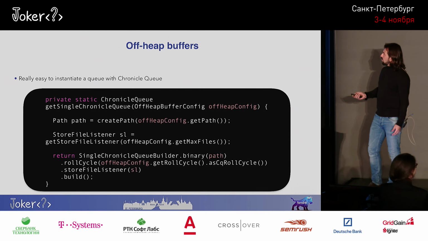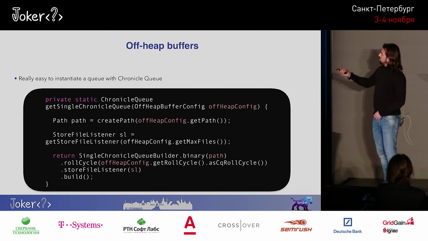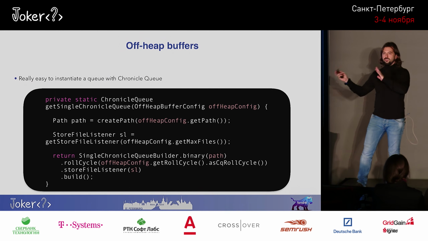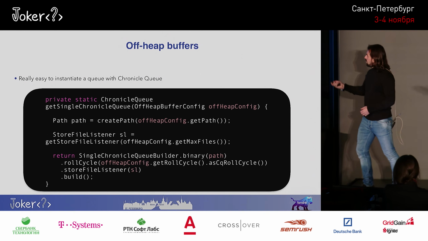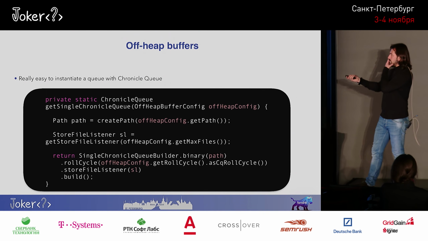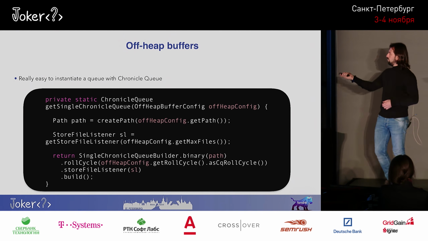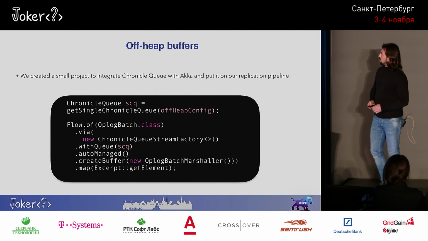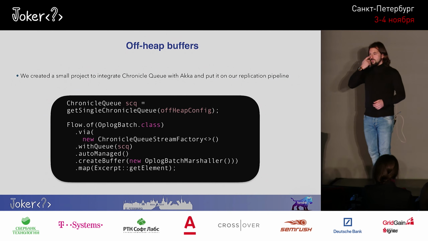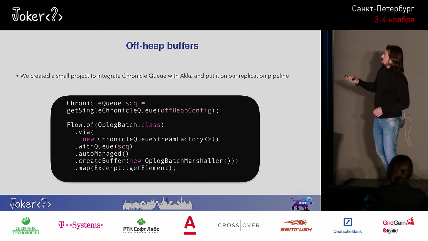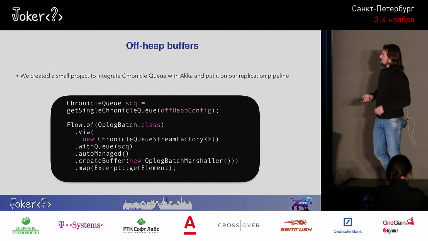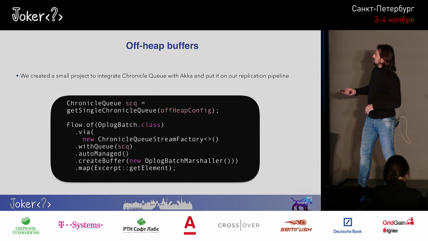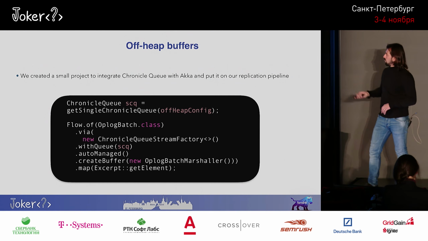Using Chronicle Queue is quite simple. You basically instantiate it, get an off-heap configuration, set up a path where you're going to be persisting the data, specify some maximum number of files, and use a builder pattern to get the queue. Not rocket science. However, we of course wanted to integrate it with Akka Streams. So we created a class that allows us to integrate this Chronicle Queue very easily with the rest of the flows. It's basically a flow, and we can create it and integrate it very easily.